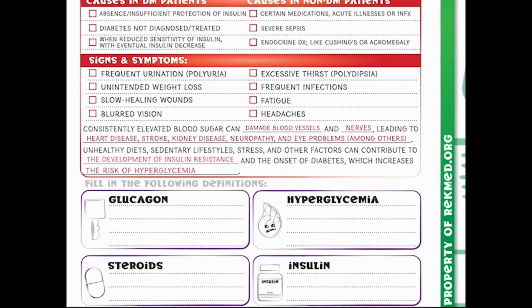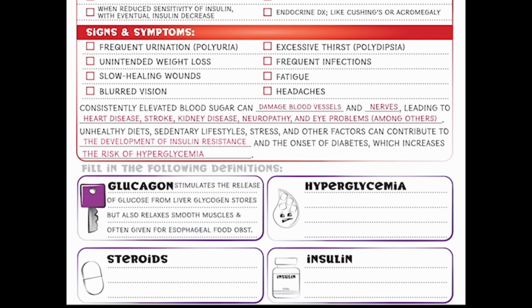But before we go, we want to revisit 4 of our medical terminology words so we can really drill these into our head. So what exactly is glucagon? Well, this stimulates the release of glucose from liver glycogen stores, but it also relaxes smooth muscles and can be given for esophageal food obstruction. So when it's Thanksgiving time, it's not uncommon to have people complaining that they have some meat or some turkey stuck in their throat. So this is another time that we can use glucagon, so it helps relax that muscle, and then hopefully that food will pass. And this, of course, is only done if this is not obstructing their airway of any sort.